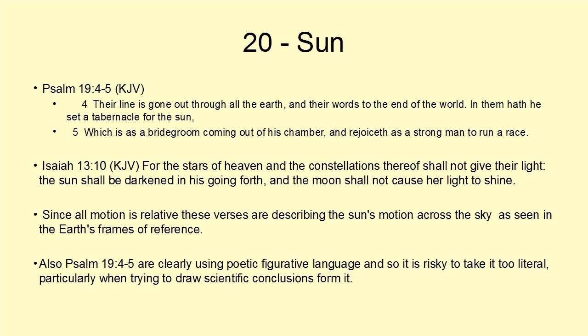Isaiah 13:10. For the stars of heaven and the constellations thereof shall not give their light. The sun shall be darkened in his going forth, and the moon shall not cause her light to shine. Since all motion is relative, these verses are describing the sun's motion across the sky, as seen in the Earth's frame of reference. Also, Psalm 19:4-5 are clearly using poetic figurative language, so it is risky to take it too literally, particularly when trying to draw scientific conclusions from it.